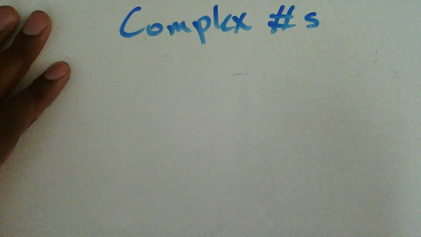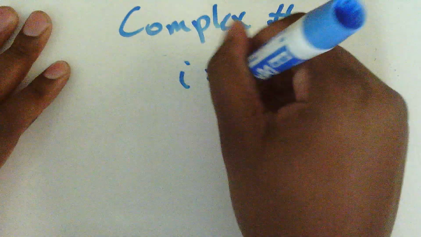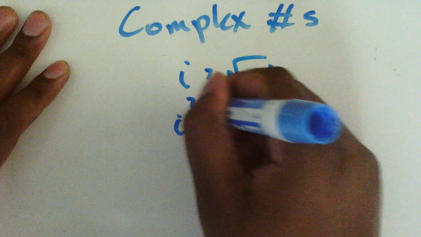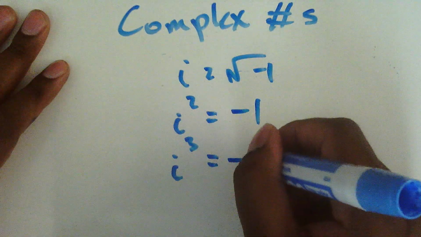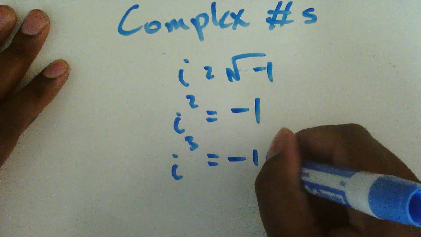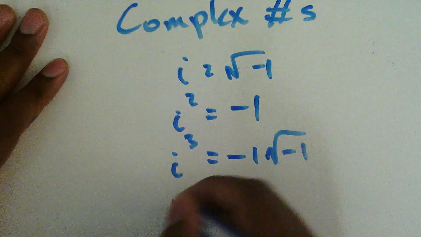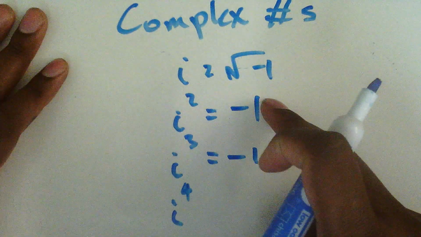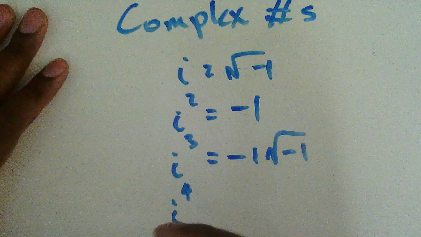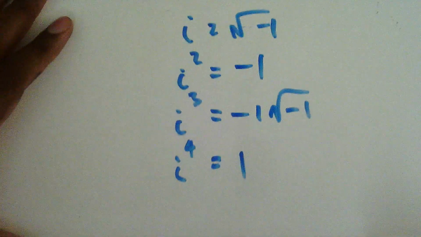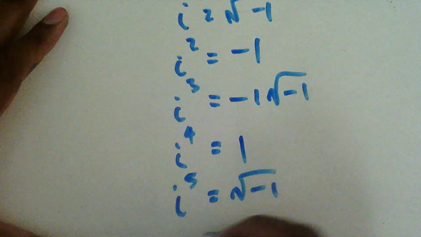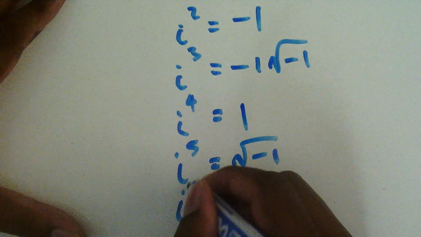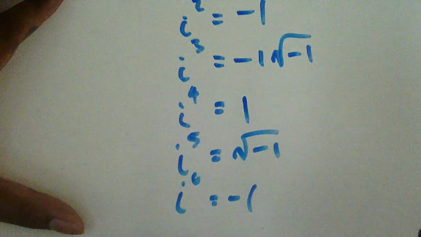As a matter of fact, there's a whole family of i's. What I mean by that is they go in rotation. So if i is the square root of negative 1, i squared is going to be negative 1. i cubed would be negative 1 and then another square root of negative 1. And then i to the fourth, well, that'd be negative 1 times negative 1 because i squared is negative 1. So that's just positive 1. Now you'll notice that it just keeps going in this pattern. i to the fifth, then a square root of negative 1. i to the sixth is negative 1, and it keeps going in this pattern.